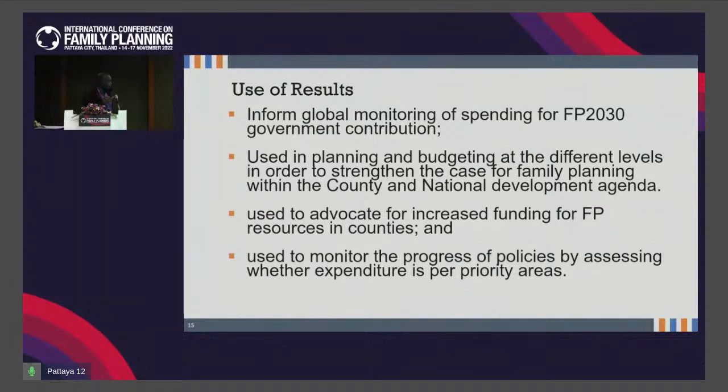So in terms of uses of these results, the results have been used to report for indicator 12 under FP 2030 for Kenya for a number of years. So we have used these results to report government contribution. Now, the results also have been used to inform development of CIP for Kenya, which was completed early this year. And generally, the results can also be used to advocate for increased funding for family planning, and also can be used to monitor progress in terms of implementation of CIP.